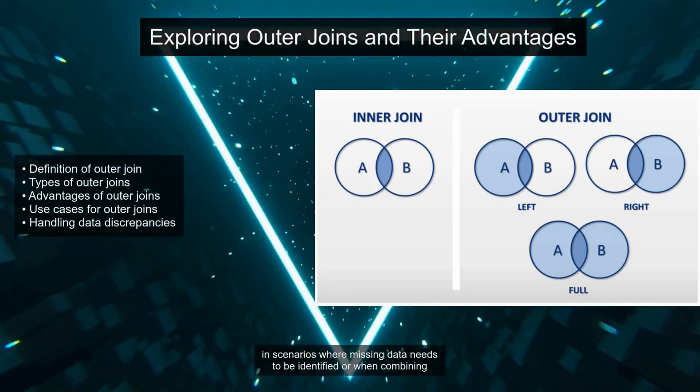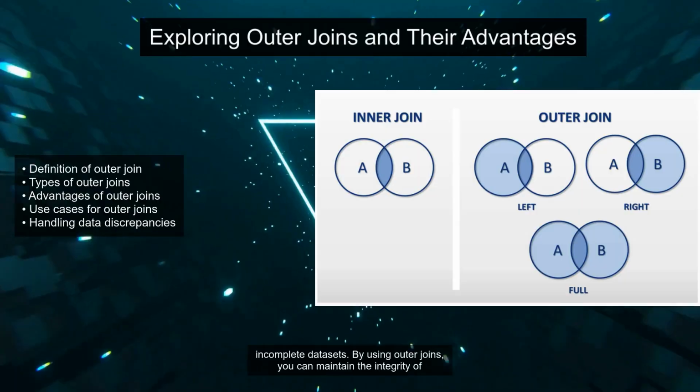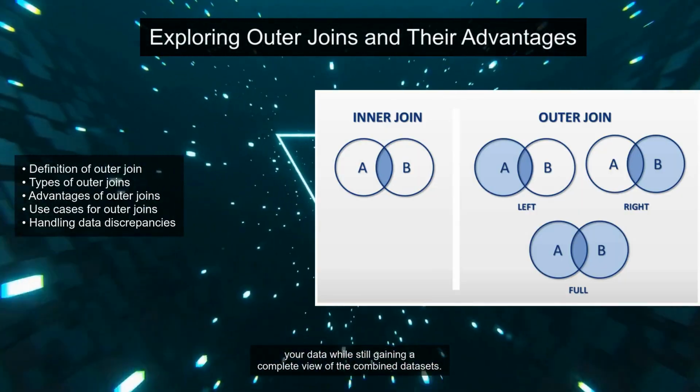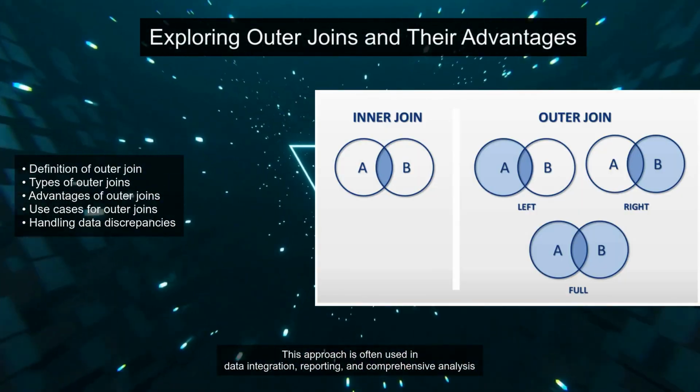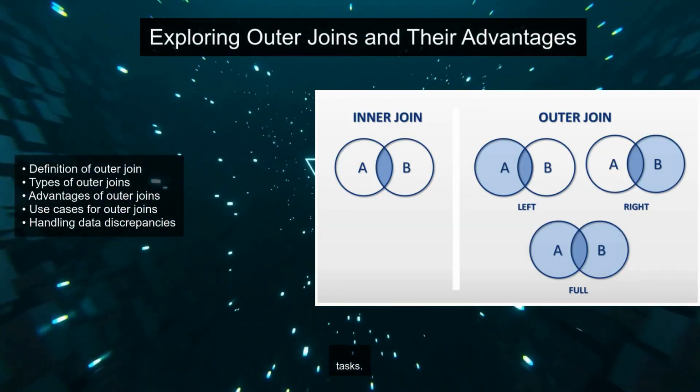They are especially useful in scenarios where missing data needs to be identified or when combining incomplete datasets. By using outer joins, you can maintain the integrity of your data while still gaining a complete view of the combined datasets. This approach is often used in data integration, reporting, and comprehensive analysis tasks.